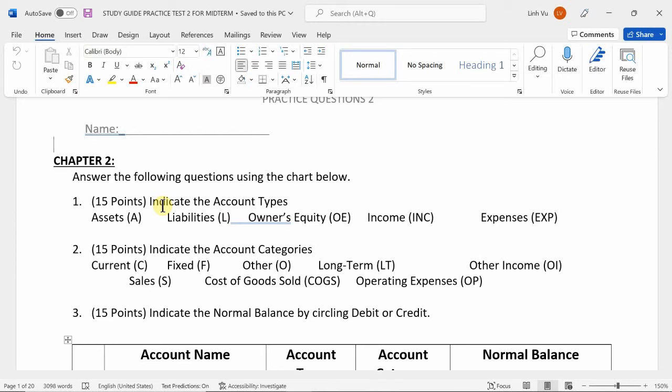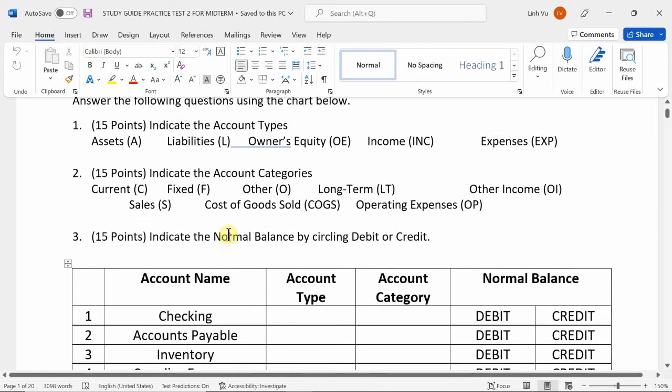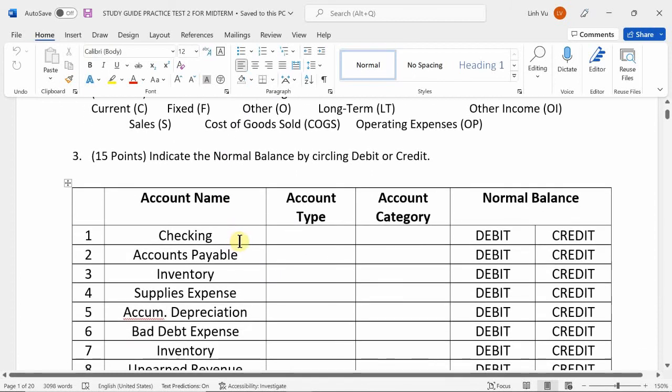All right, first section here is chapter 2, where I'm going to be asking you a series of accounts, and you are here to determine the account type, the account category, and the normal balance. So, number 1, checking, right?